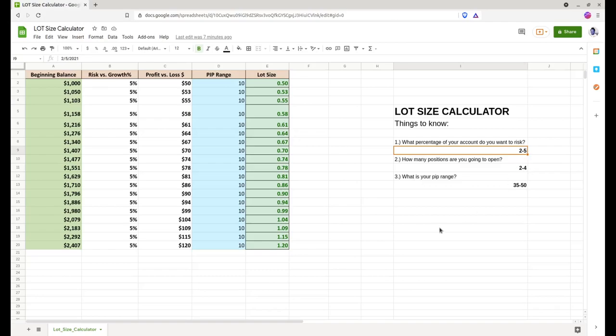Now you notice over here the answer to the question is 2 to 5, meaning 2% to 5%, within that range. If I'm a newbie, I would be leaning towards the 2% side. The 5% is something you should work up to. But starting off in the Forex market, it needs to be 2%.